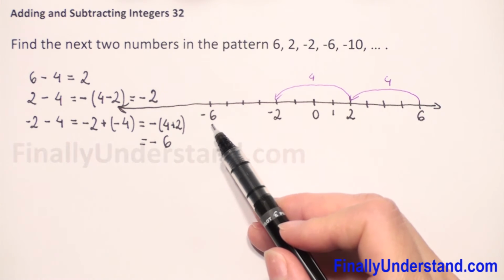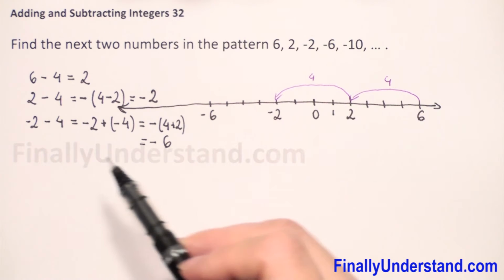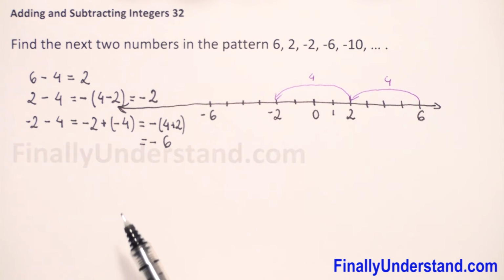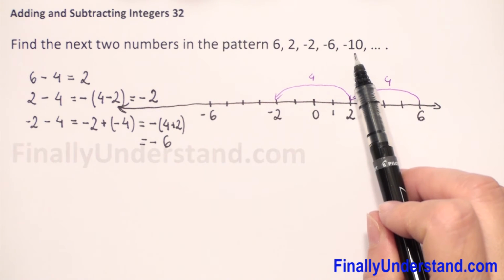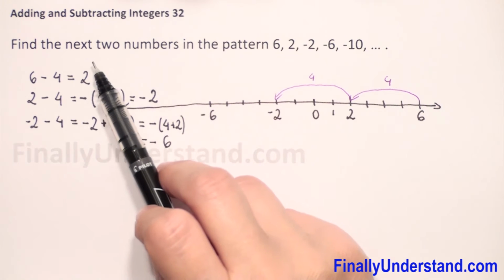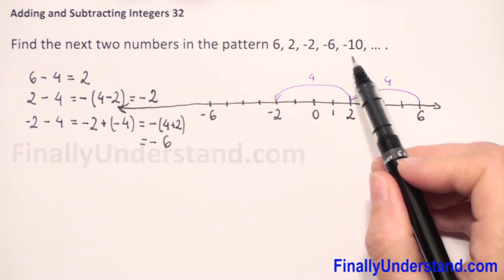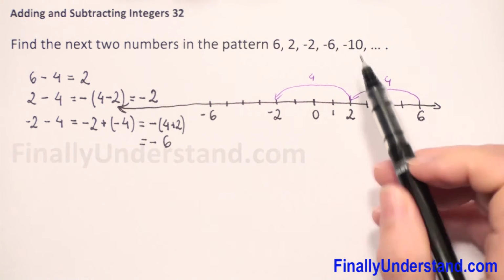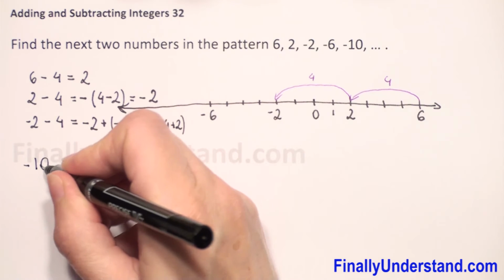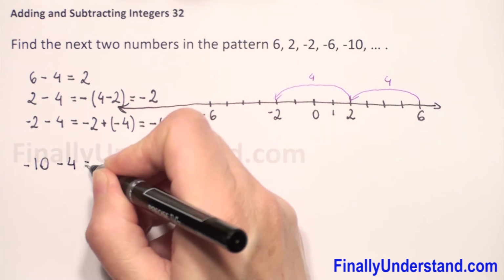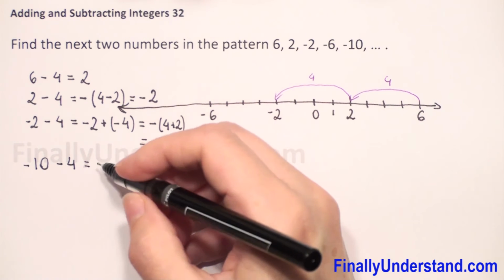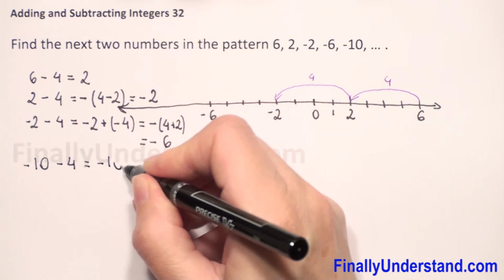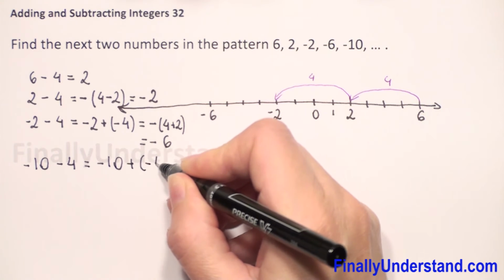It's negative 6. We see that to get another number of our pattern, we have to subtract 4. So the last number of our pattern is negative 10, because we need to get the next two numbers. So we start from the last number. From negative 10, we have to subtract 4. Again, negative 10 minus 4, we can rewrite that this is negative 10 plus negative 4.